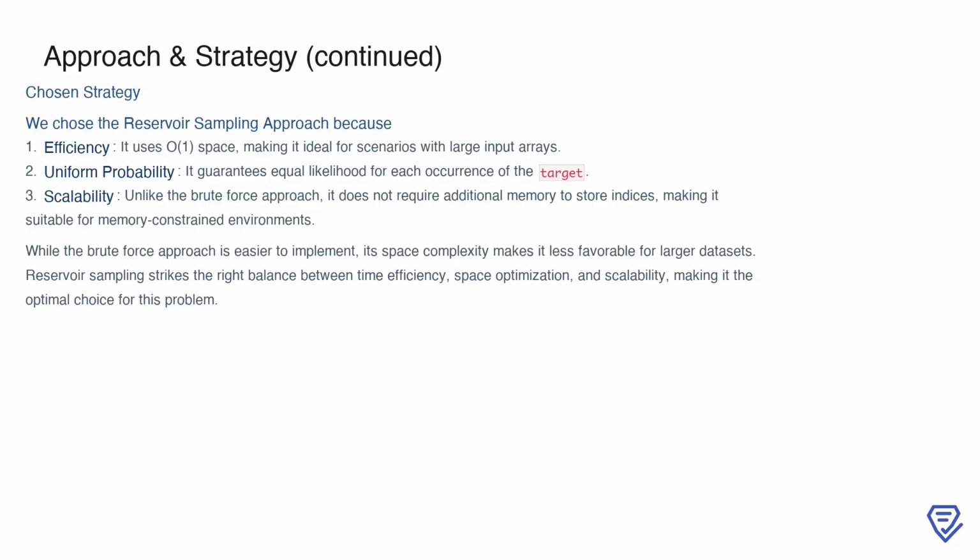It offers several key advantages. First, it is highly efficient in terms of space, requiring only O(1) additional memory, which makes it particularly well suited for handling large arrays. Second, it guarantees uniform probability, ensuring that each occurrence of the target is equally likely to be selected, which is essential for correctness.